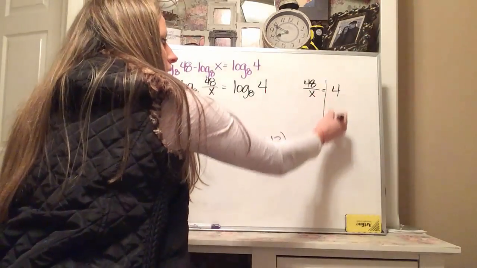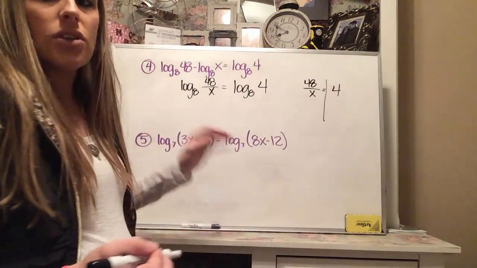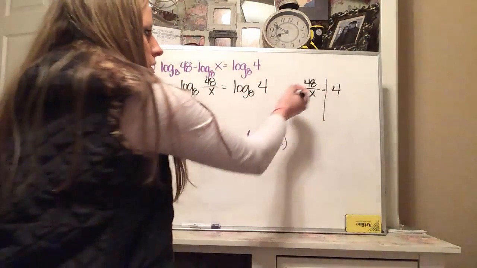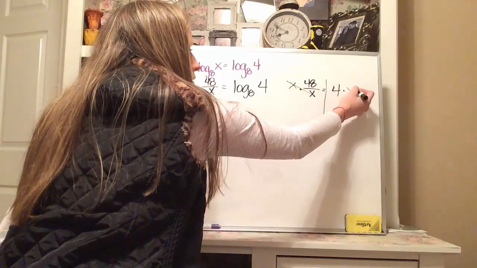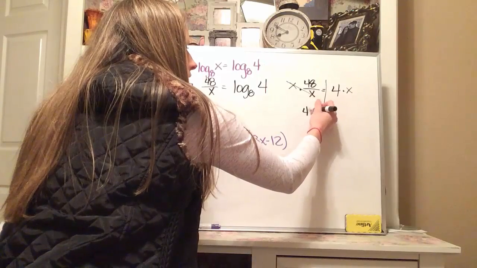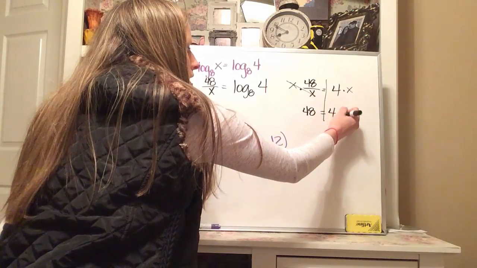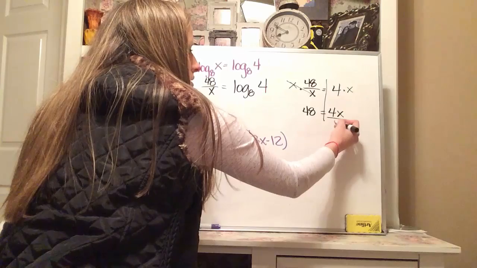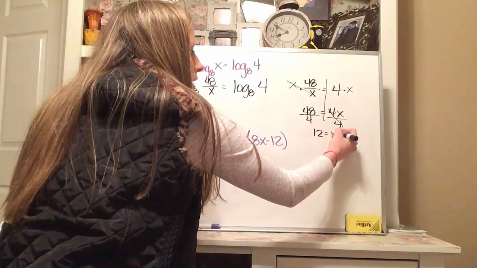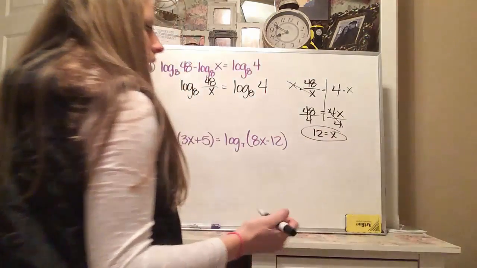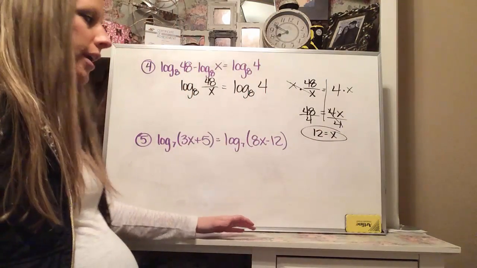I'm going to solve for x. So to solve for x, I need it out of the denominator. So I'm going to multiply by x to both sides. So 48 equals 4x, divided by 4 to both sides, so x equals 12. Okay, so you should have gotten 12 on number 4.